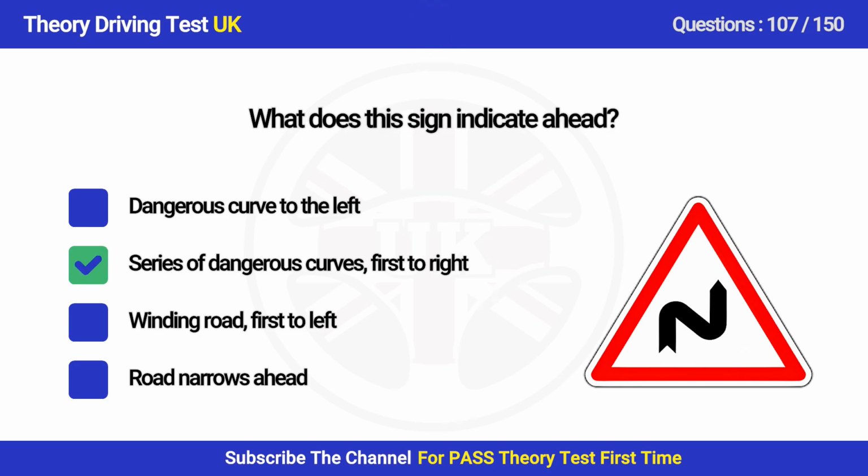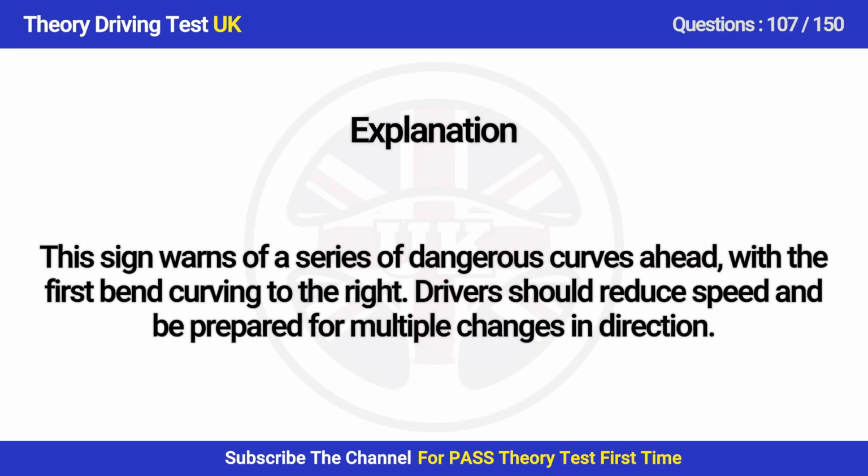Answer is B. Series of dangerous curves, first to right. This sign warns of a series of dangerous curves ahead, with the first bend curving to the right. Drivers should reduce speed and be prepared for multiple changes in direction.